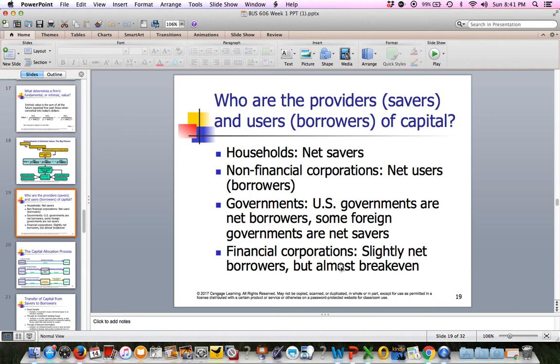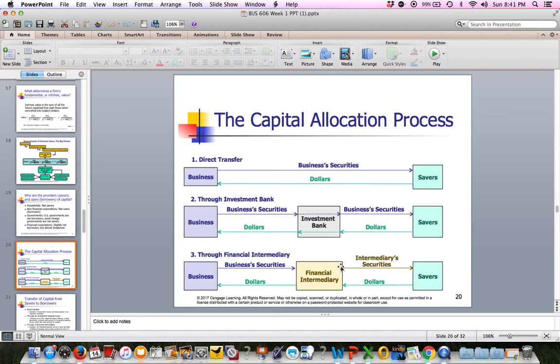Certain businesses have a lot of capital that they're looking to invest and grow for their customers and employees. And there's really three ways that capital can be allocated. The first one's direct transfer. The borrower and the saver find each other and negotiate a deal.